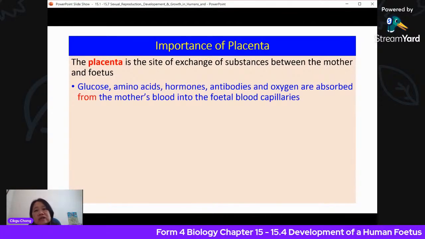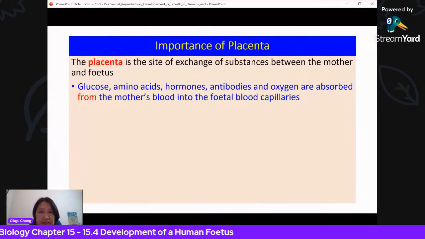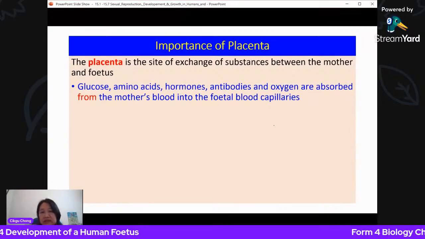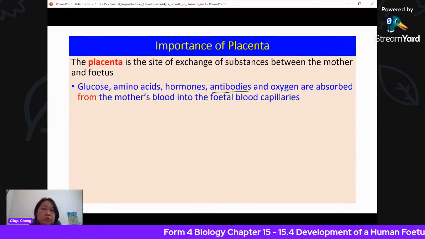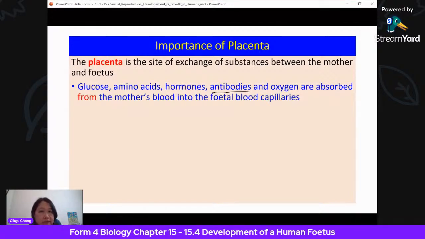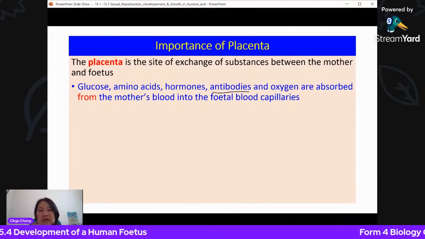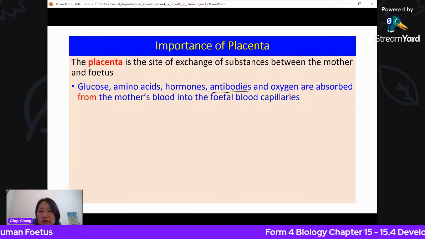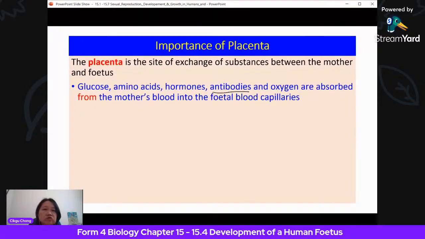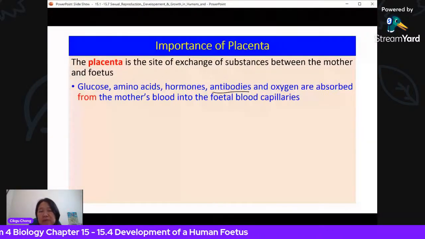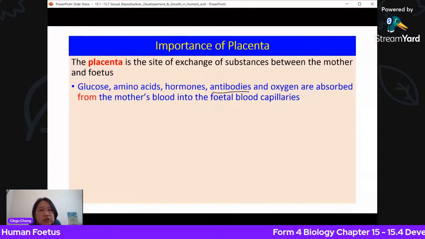So what are the things from the mother delivered to the baby? You have glucose, these are nutrients, amino acids, hormones, antibodies. Now you can see antibodies have very small structure. They are able to cross the membrane of the blood capillary. So they can be passed on to the baby. The mother can pass on antibodies to the baby, and oxygen. But red blood cells cannot. Red blood cells of the mother are not able to cross over into the baby. But the antibodies are small structures, they can. The red blood cells, they do not. And that's important, why they should not mix.